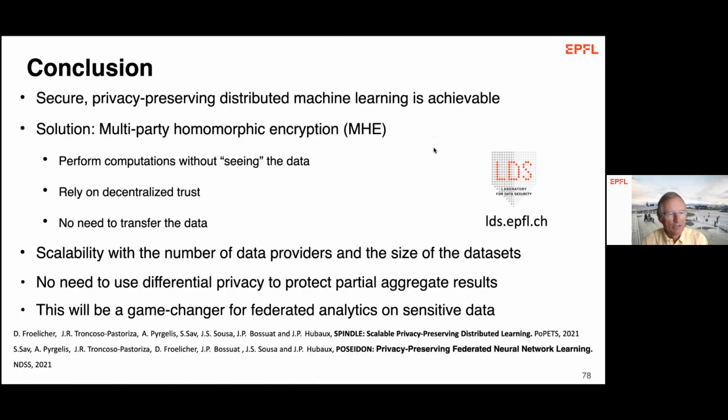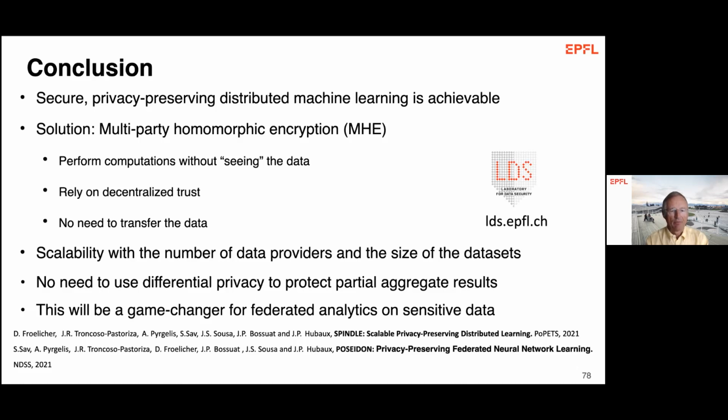Many people are working on this, and I would say most of the problems are now solved. So I presume that this is going to become mainstream in the coming two, 3 years, and is going to be a major improvement with respect to the ability to work on data that has to remain siloed. As we have seen, the solution that we believe to be the most appropriate is multiparty homomorphic encryption. The idea is to perform computations without seeing the data and to rely on decentralized trust. And of course, there is no need to transfer the data.